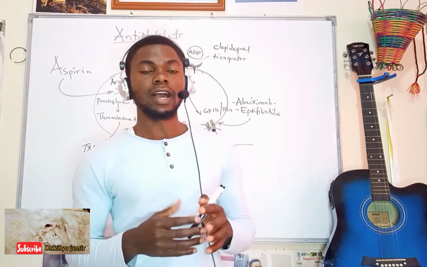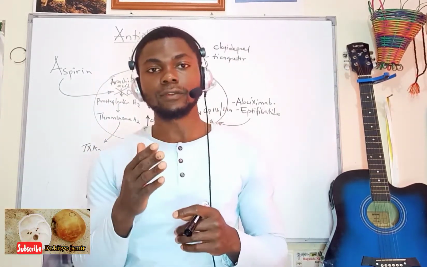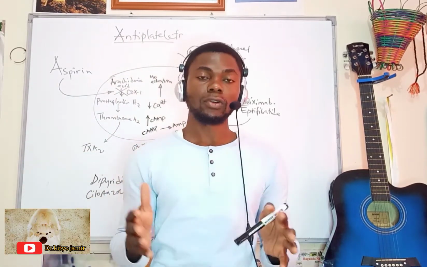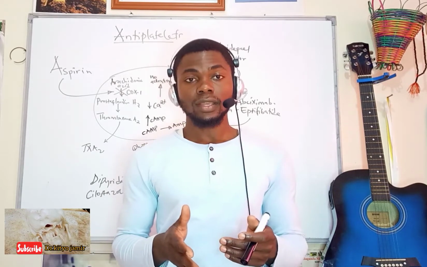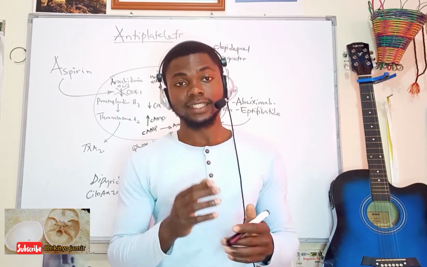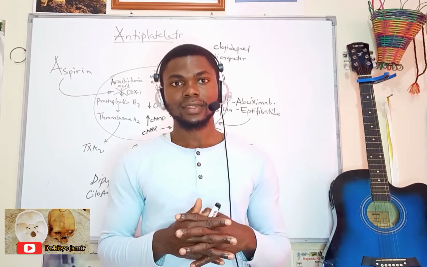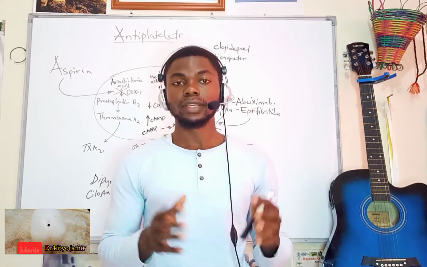Then we have drugs which inhibit phosphodiesterase, which is involved in the conversion of cyclic AMP to AMP, drugs like dipyridamole and cilostazol. And these drugs which inhibit phosphodiesterase have a vasodilation effect. And since they have a vasodilation effect, the common side effect related to them is headache.